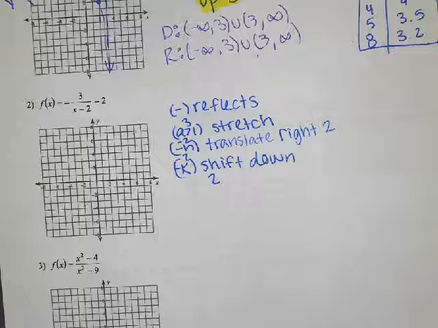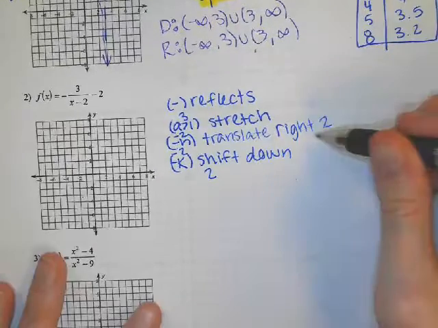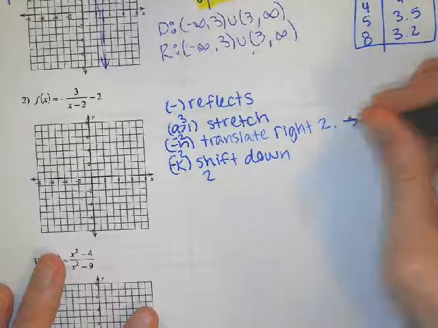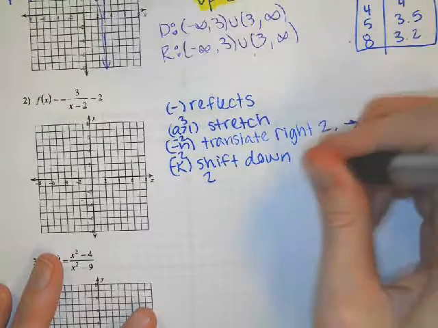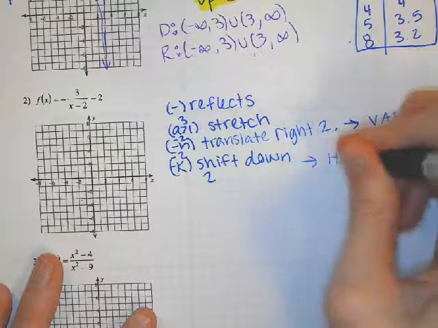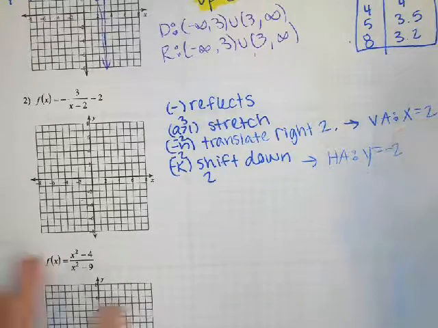Alright, so are my asymptotes going to still be at zeros? No, we moved them. Which transformation moved them? Your h and k. Okay, so if I went right 2, then my VA is going to be x equals 2. If I went down 2, then my HA is going to be y equals negative 2.